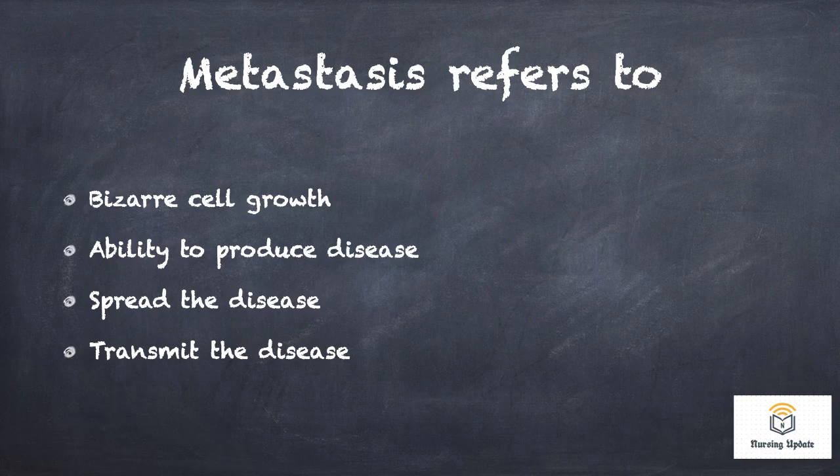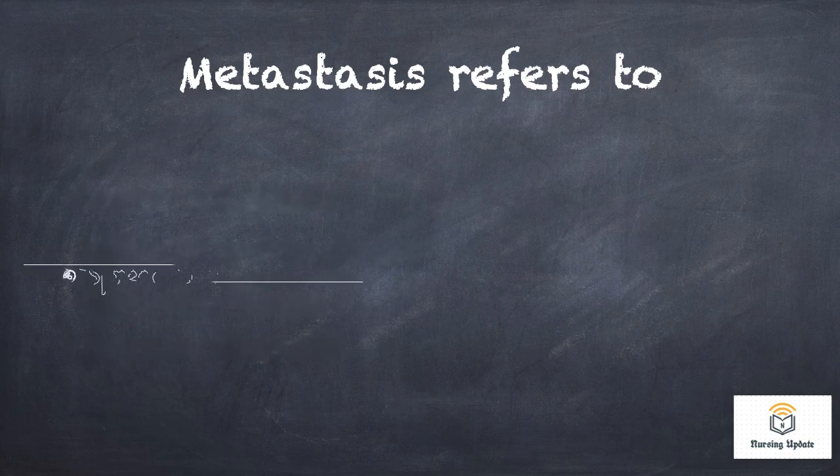In that, M stands for what? Metastasis. What is meant by metastasis? Option A, bizarre cell growth. Option B, ability to produce the disease. Option C, spread the disease. And option D, transmit the disease. The correct answer is spread the disease.